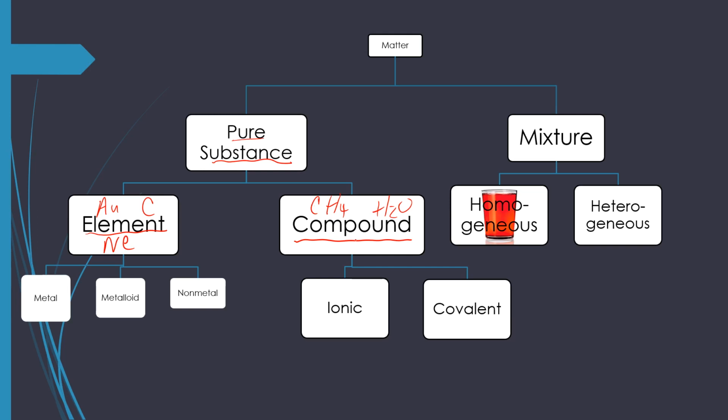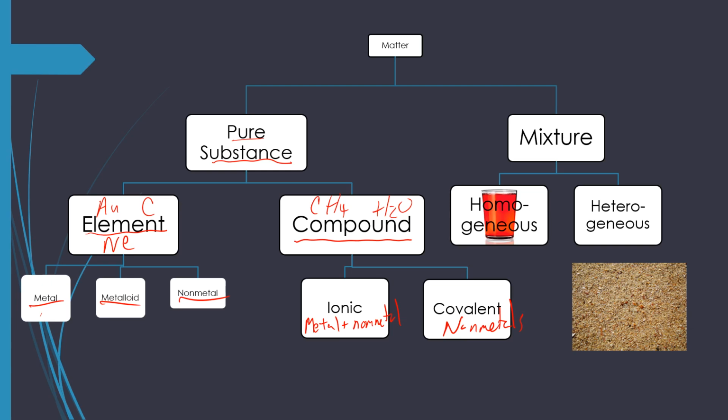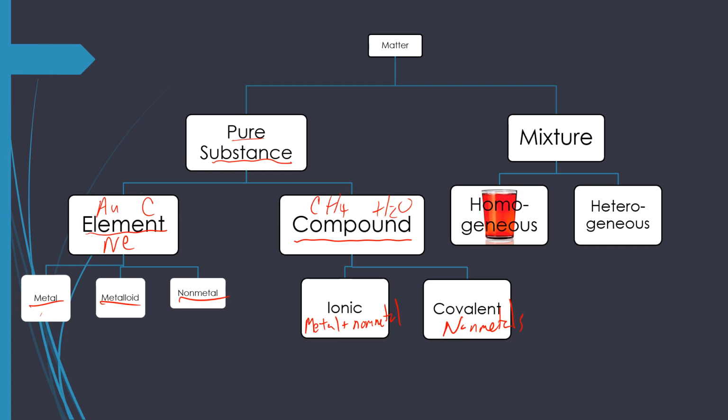Now you can break compounds down further into ionic and covalent. Ionic being a metal plus a non-metal. That's ionic. And covalent is only non-metals. Now what do you mean, Mr. Roach? Well, elements can be either metals, metalloids, or non-metals. I don't get into it here, but I'll show you in a minute what all that means. Basically it's where they are on the periodic table. I can bring it up now.